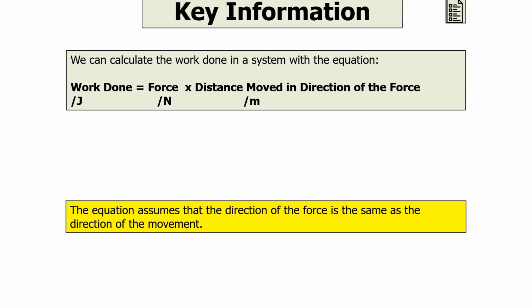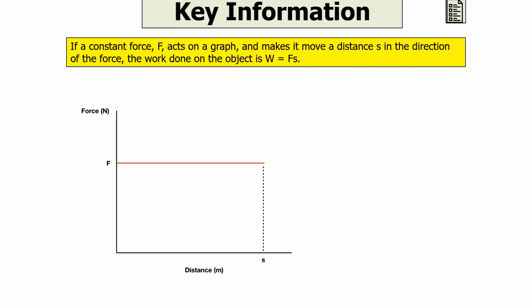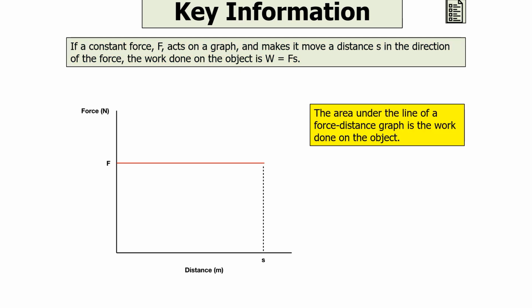Now this equation does assume that the direction of force is the same as the direction of movement. And this equation also assumes that the size of the force is a fixed value, either a constant or average force. So if a constant force F acts on an object and makes it move a distance s in the direction of the force, the work done on the object is W equals Fs. So this tells us that the area under the line of a force-distance graph is the work done on the object.